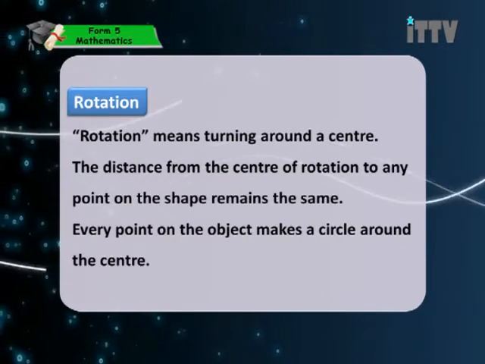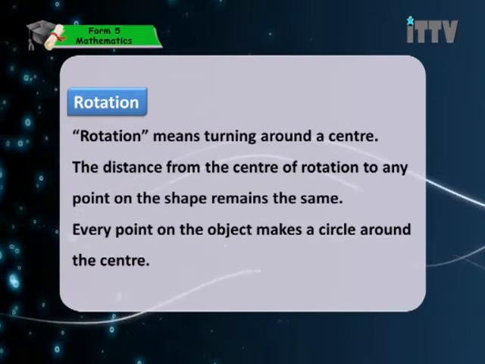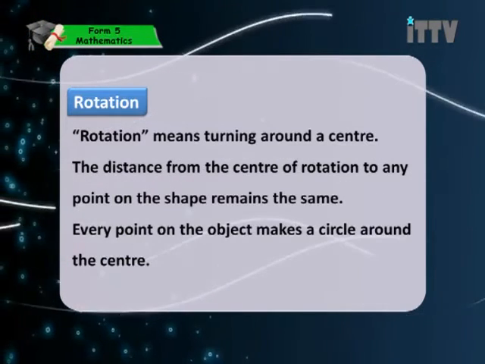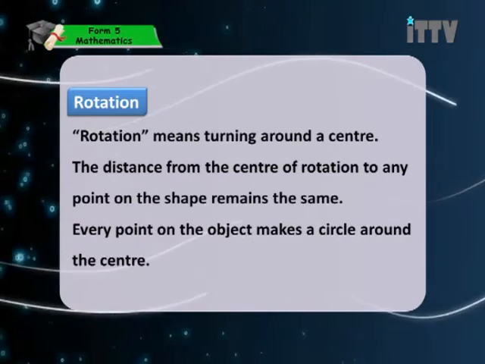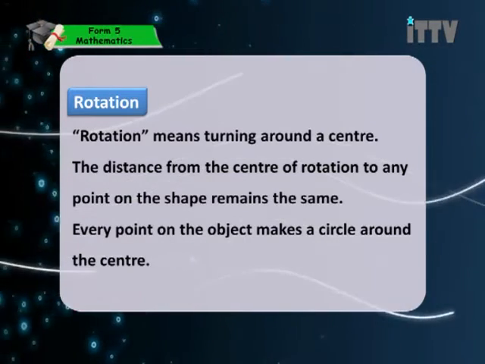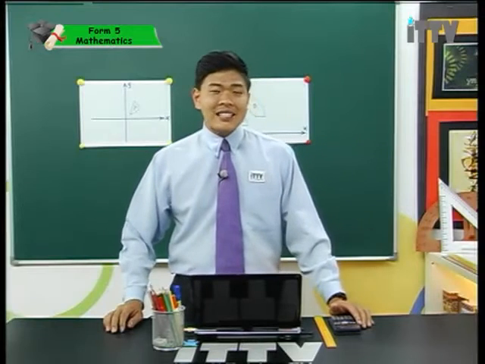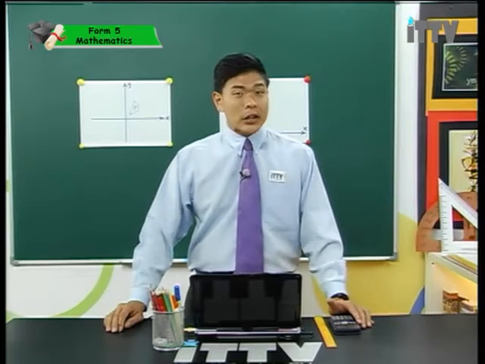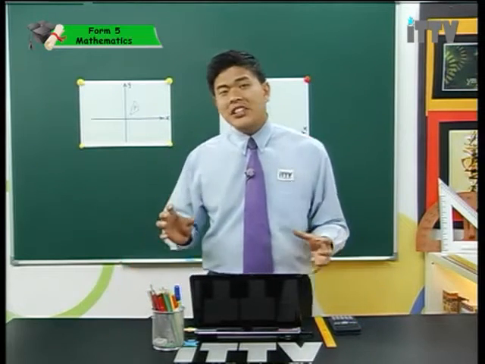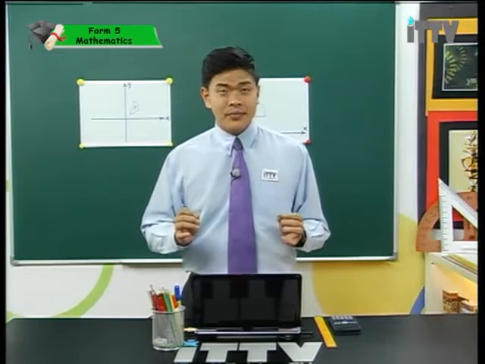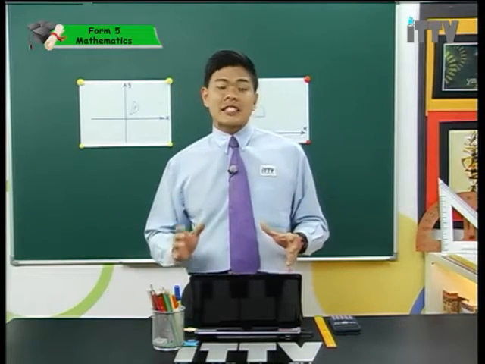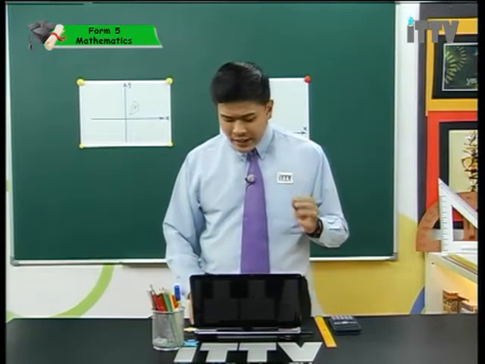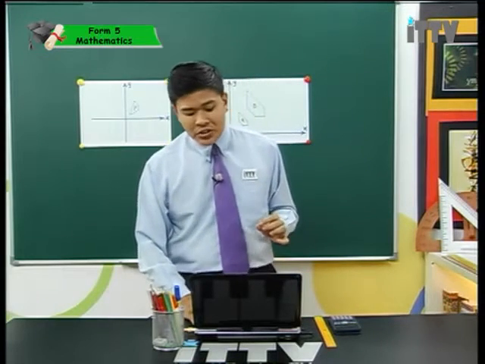Rotation means turning around a center. The distance from the center of rotation to any point on the shape remains the same. Every point on the object makes a circle around the center. Rotation has an effect like the clock hand, which always revolves around the center of the clock. So in a rotation, the image is rotated by a certain angle, in a certain direction, whether it is clockwise or anti-clockwise, from the center of rotation. Now let us take a look at some illustrations on rotation.